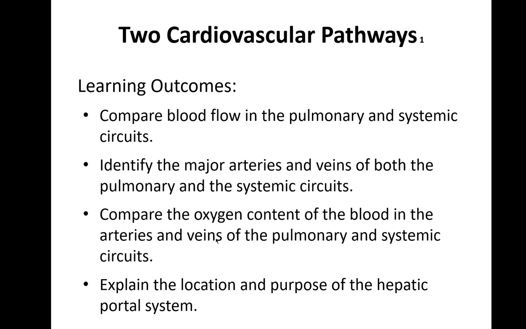Two cardiovascular pathways. Learning outcomes are: compare blood flow in the pulmonary and systemic circuits. Identify the major arteries and veins of both the pulmonary and systemic circuits. Compare the oxygen content of the blood in the arteries and veins of the pulmonary and systemic circuits. And explain the location and purpose of the hepatic portal system.